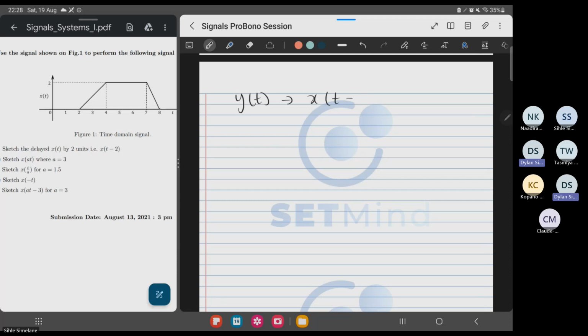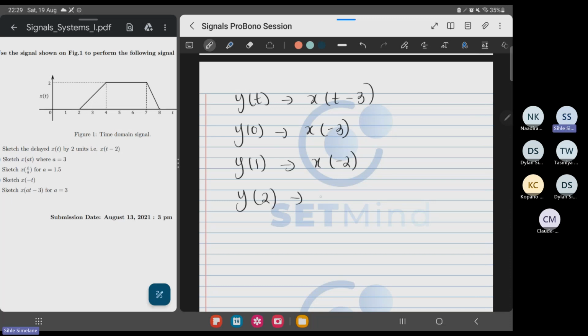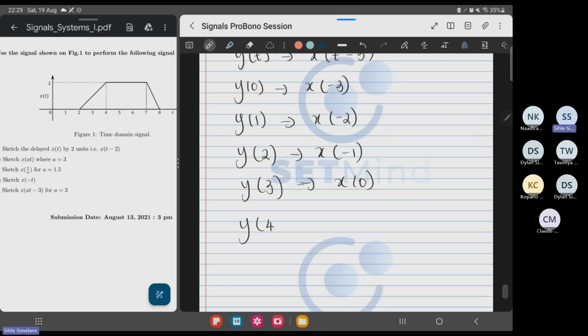So judging by the working out, when you sub in t equals 0, you get y of 0 and x of 0, so that's obviously present. Let me quickly do this. If we put in y0, we would get x of negative 3. If you put y1, we would get x of minus 2. Then y2 gives x of minus 1, y3 gives x of 0, and y4 gives x of 1.